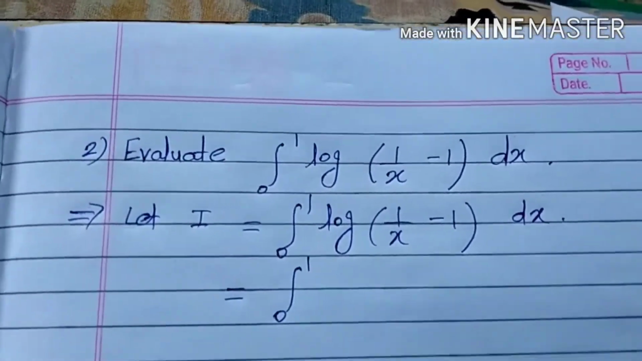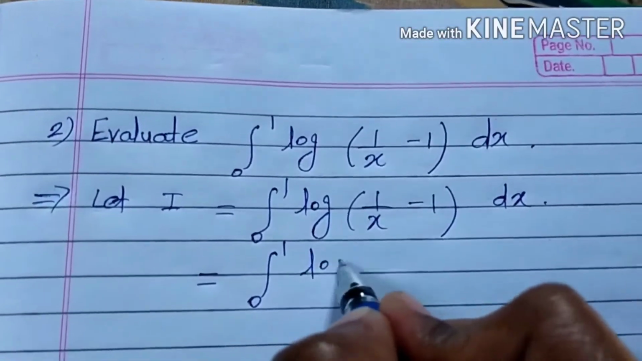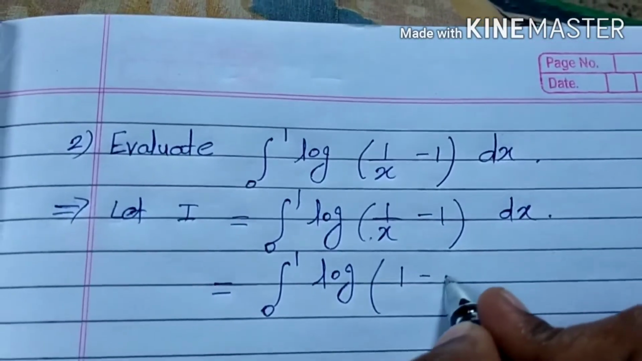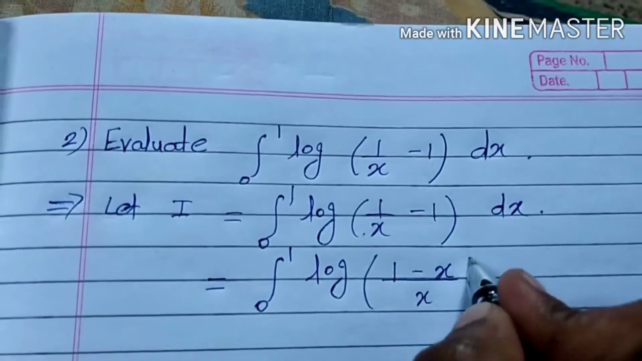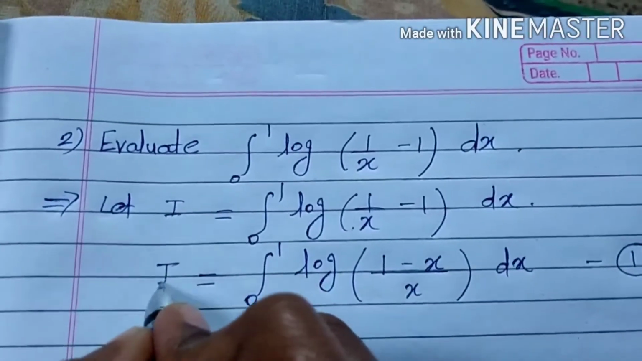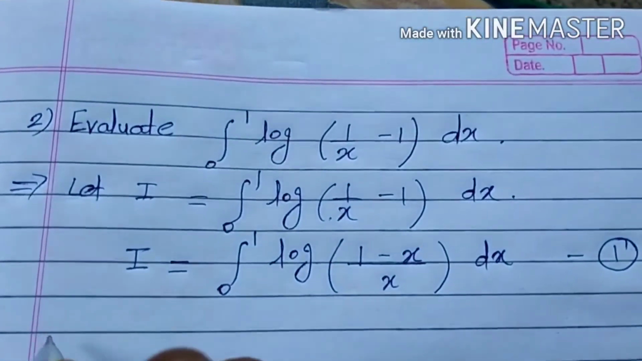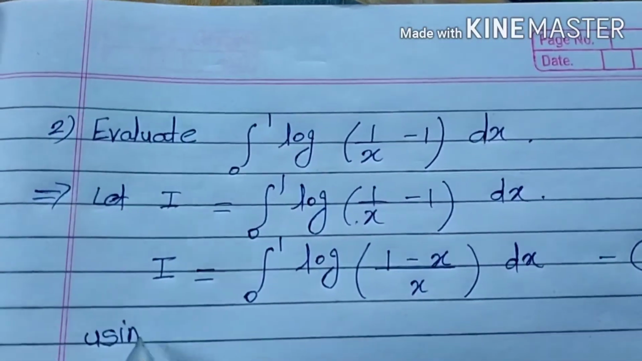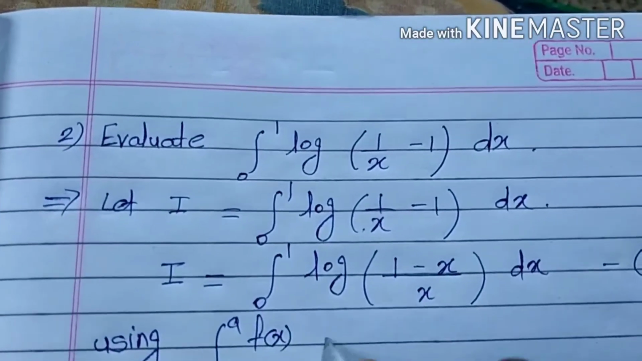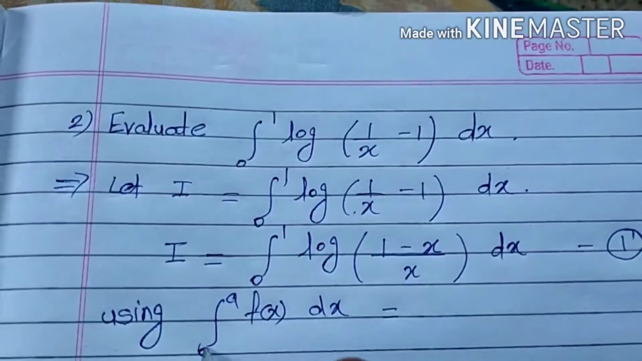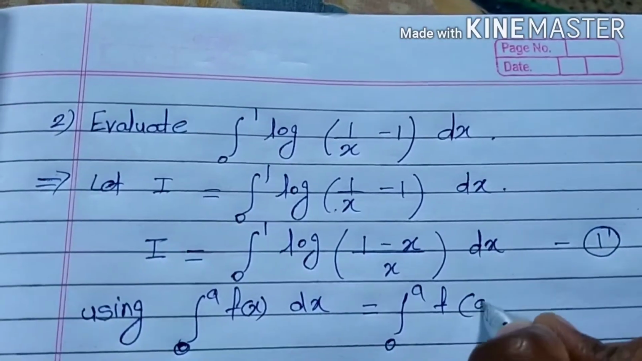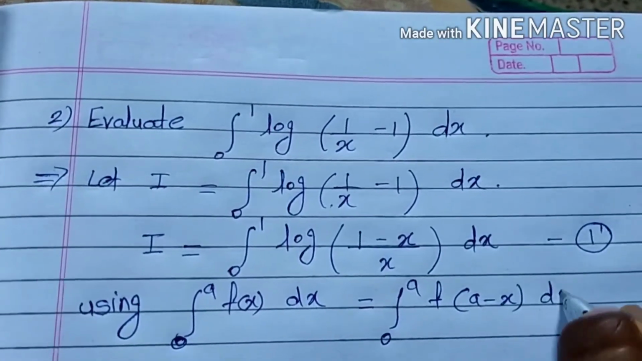So here, with some calculation like that, this x will multiply here, means cross multiply, so it will become (1 minus x) upon x dx. Now give it equation first, it is I. Okay. So using property, what is that property? Using the integral from 0 to a of f of x dx is equal to the integral from 0 to a of f of a minus x dx.